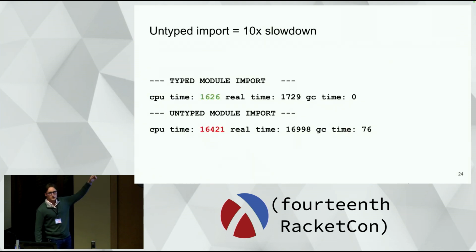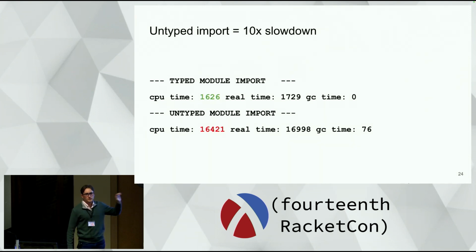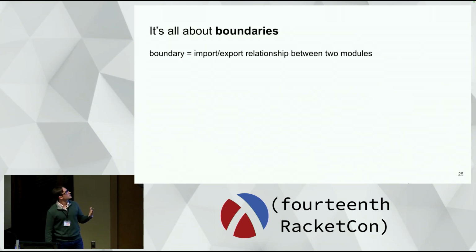So earlier the red number was on top and the green number was on bottom. Now the typed import is very cheap and the untyped import is very expensive. So basically the way to think about this at a higher level is this concept of boundaries. A boundary is an import-export relationship between two modules. It doesn't matter which module is importing the other module, we're just going to call that a boundary.